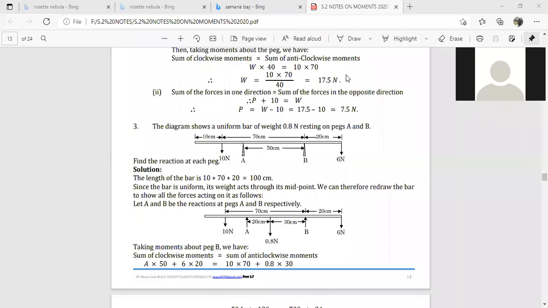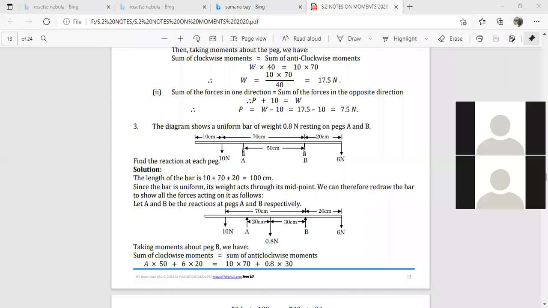Today, I'm not with very many teachers here. I'm requesting somebody to read for us that question which Mr. Sally was starting on, and we move on. The diagram shows a uniform bar of weight 0.8 newtons resting on pegs A and B. Find the reaction at each peg.